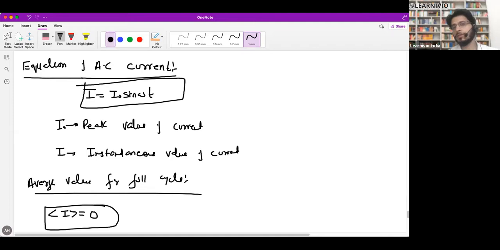Next, we will solve circuits having a resistor with AC current. We'll see how the circuit behaves for AC. In chapter number 3, we did circuits with DC. Now we'll do circuits with AC.